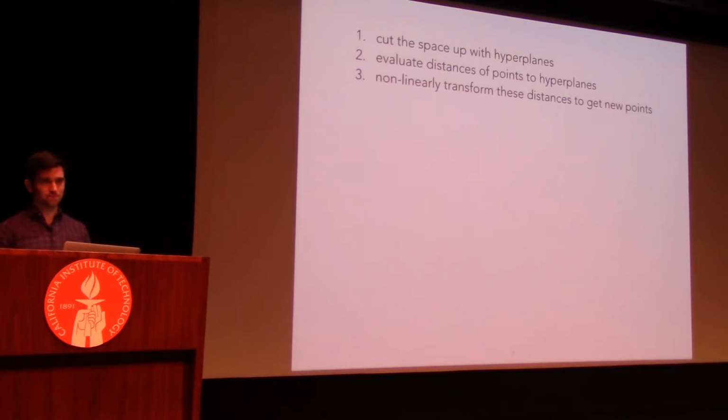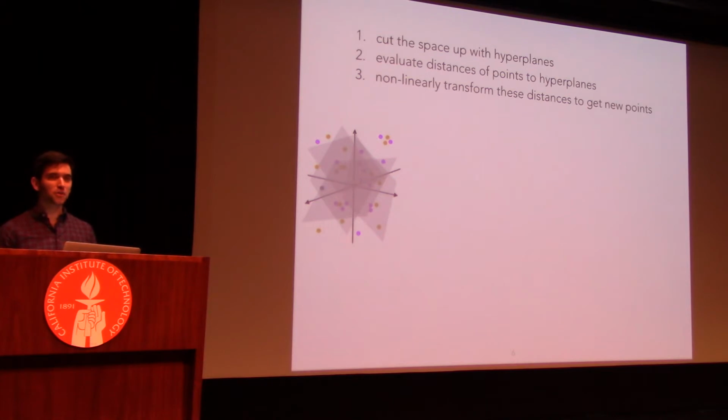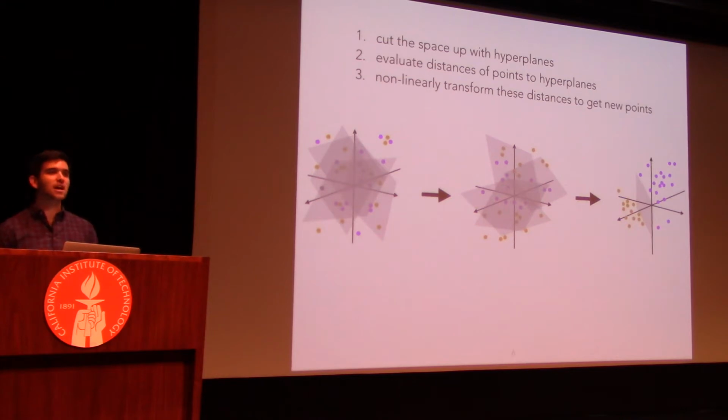So the general idea was that we're going to cut up this space with hyperplanes, evaluate distances, and then transform these distances and repeat this process over and over again until we get to a space in which we can cut the data up with just a single hyperplane or a few hyperplanes and separate our data if we're doing classification. If we're doing regression, it's a different story. So we're going to repeat this until the data has been linearized, essentially.